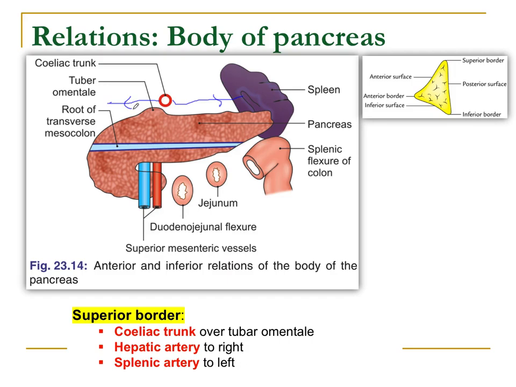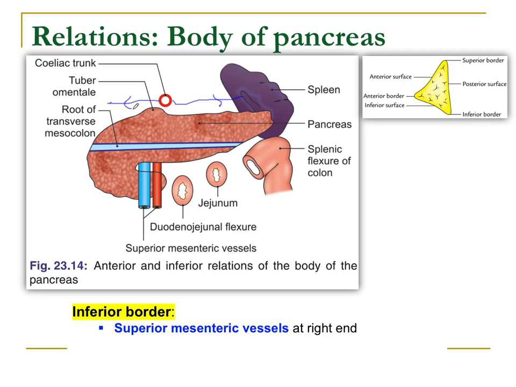Similarly, if you see the inferior border, this one is the inferior border, here you will find the superior mesenteric vessels. Superior mesenteric vessels come in relation in the inferior border. And somewhere here, in this region, you will find the anterior border. In the anterior border, you can see the relation.